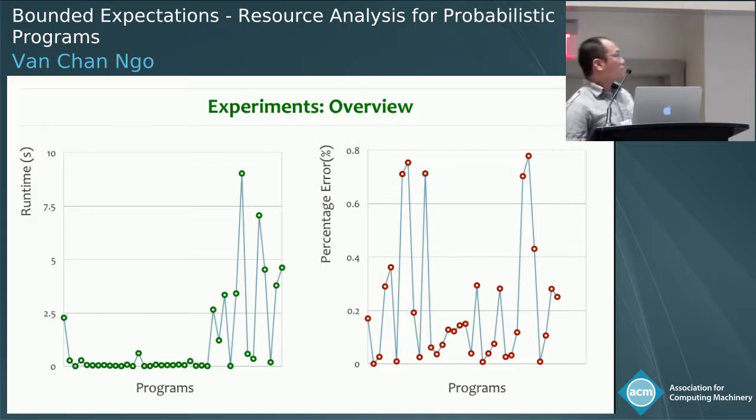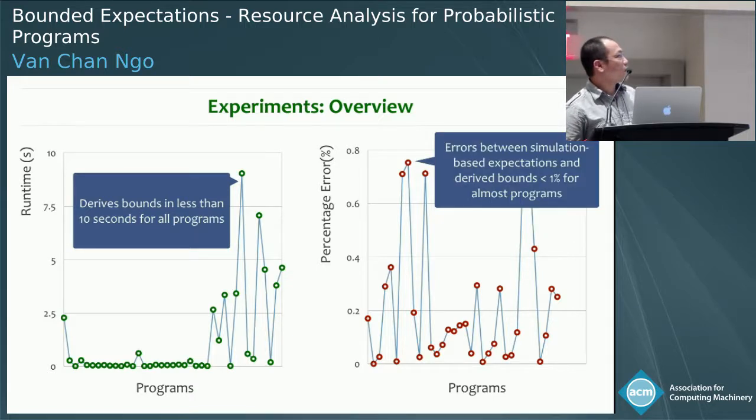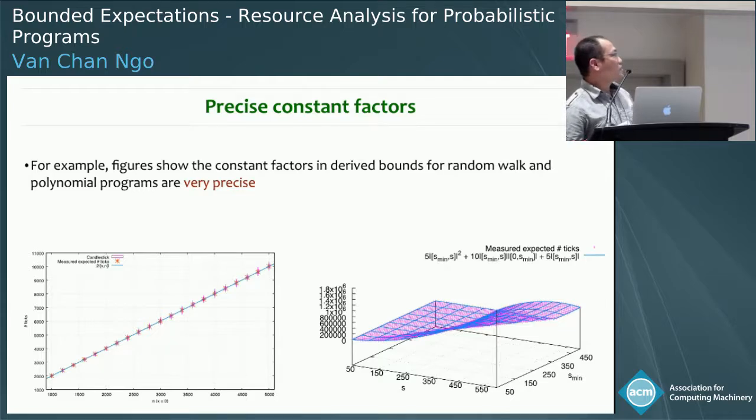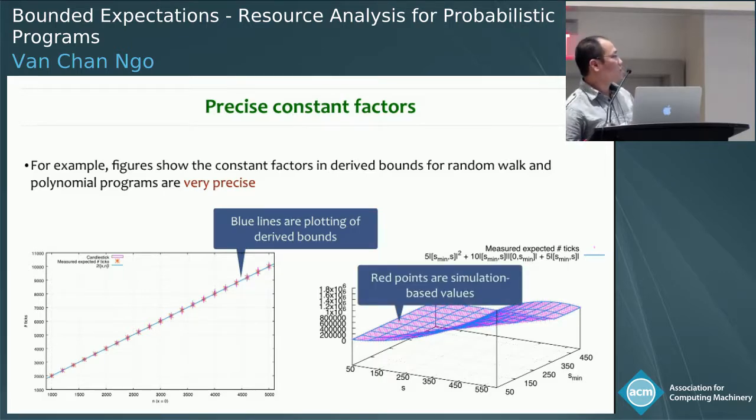This chart shows that the tool derives bounds in less than 10 seconds for all programs in our benchmark, and the error between the simulation by expectation and the derived bounds is less than 1% for almost all programs in our benchmarks. For example, this figure shows the constant factors in the derived bound for random walk and the polynomial program are very precise. In the figure, the blue lines are plots of the derived bound, and the red points are simulation by value. So we see that they are very tight together.